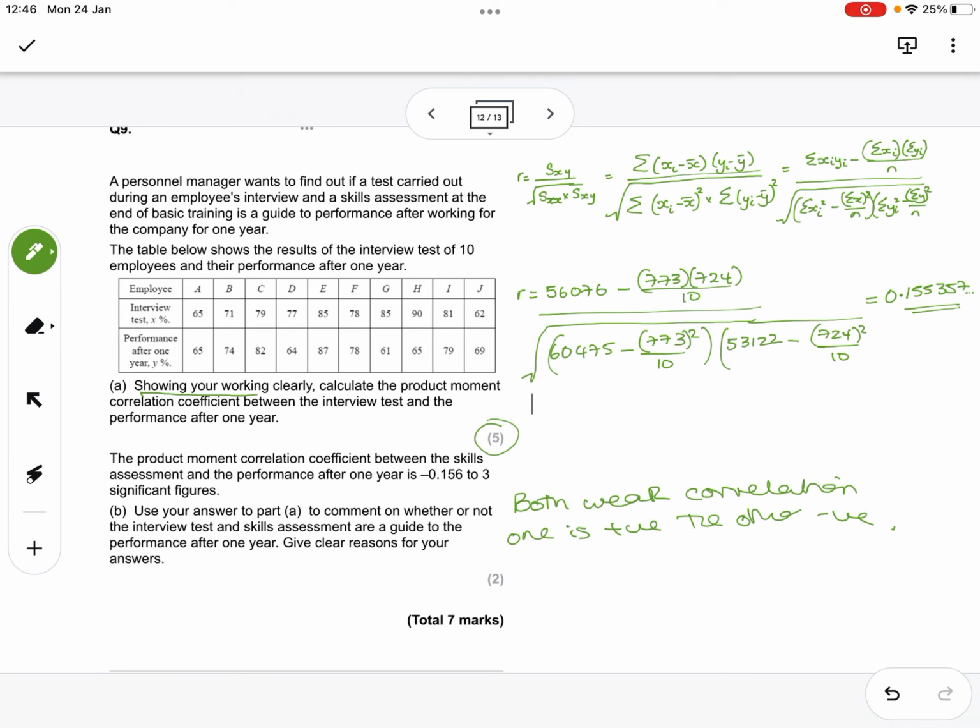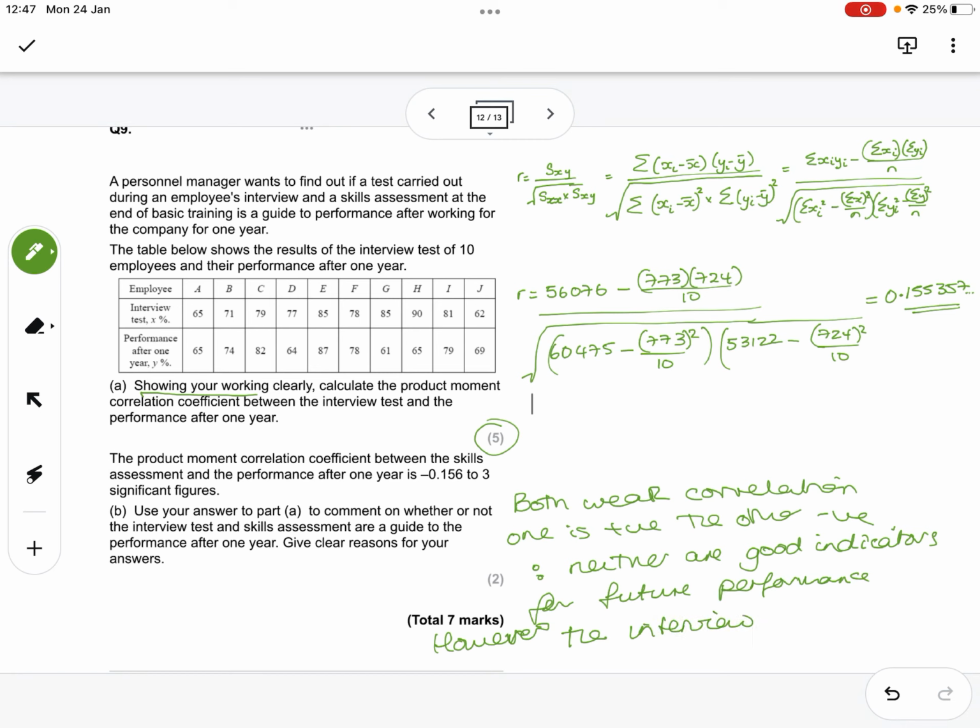Okay, so we would probably say, because they're weak, neither is a good indicator for future performance, because there's not a great correlation. However, the interview test is slightly better as it's positive.